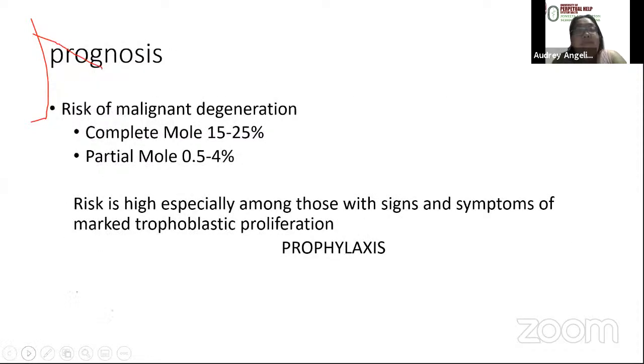So this is important because the risk of malignant degeneration for a complete mole is 15 to 25%, compared to a partial mole, which is pegged at 0.5 to 4%. Especially for those with signs and symptoms of marked trophoblastic proliferation, prophylaxis is needed.